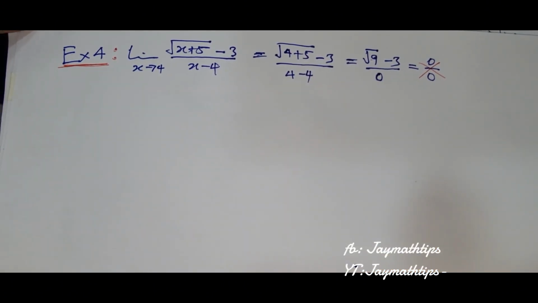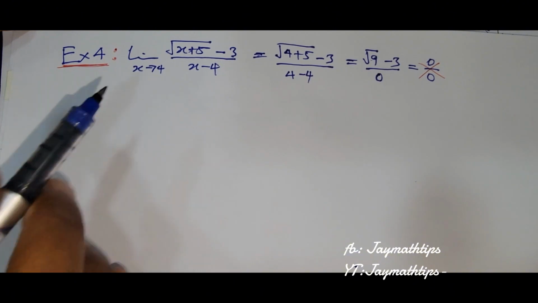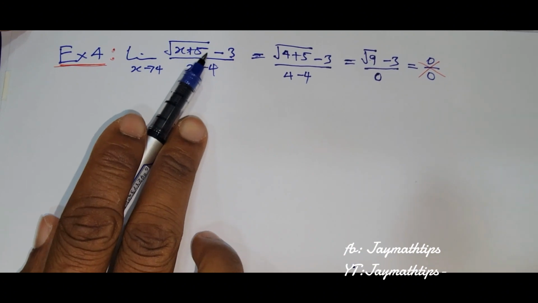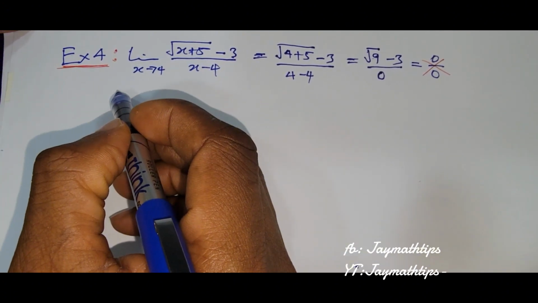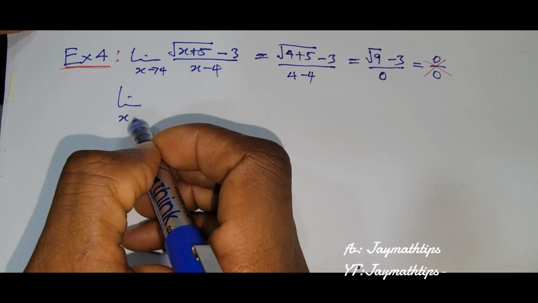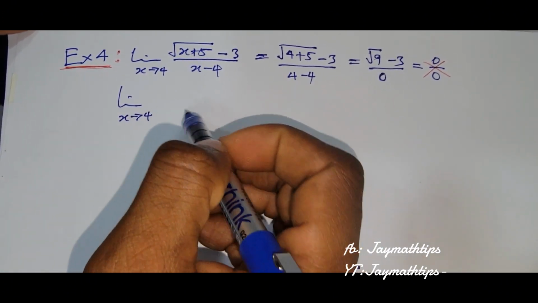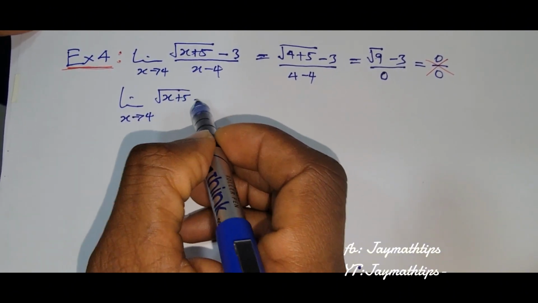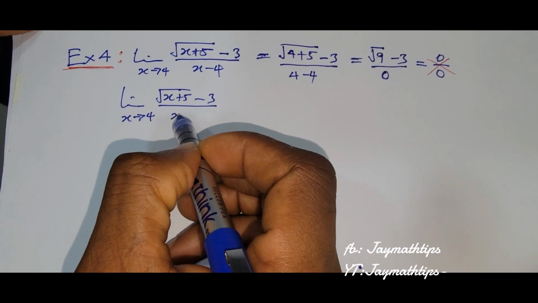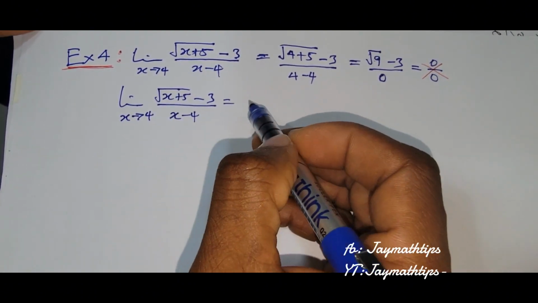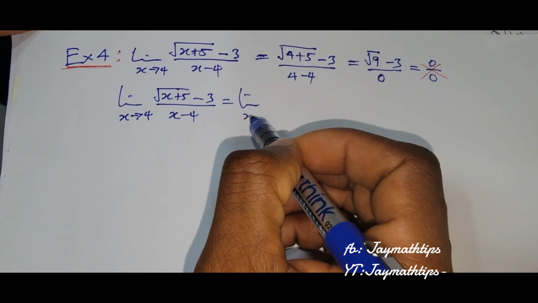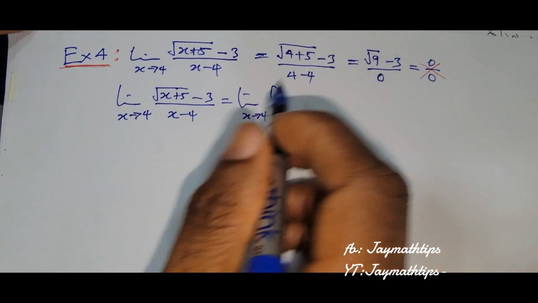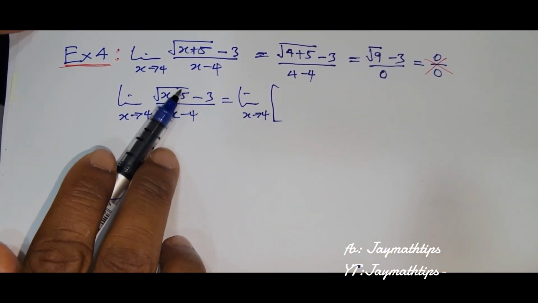So we try another method. Looking at this problem here, this problem is surd in nature. So how do we solve this problem? Let me write down the limit as x approaches 4 of the square root of x plus 5 minus 3 all over x minus 4. And this will give us the limit as x approaches 4. You open the big bracket, because you are going to rationalize the numerator here.